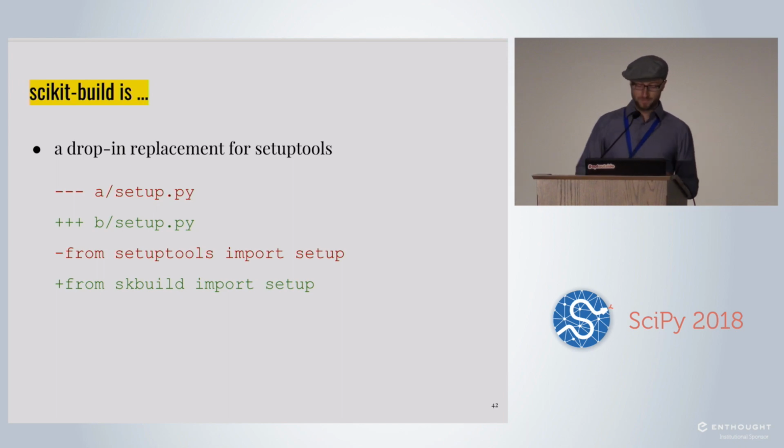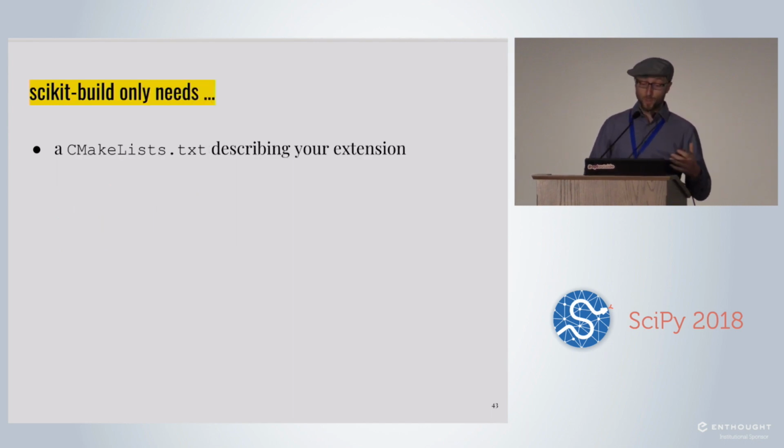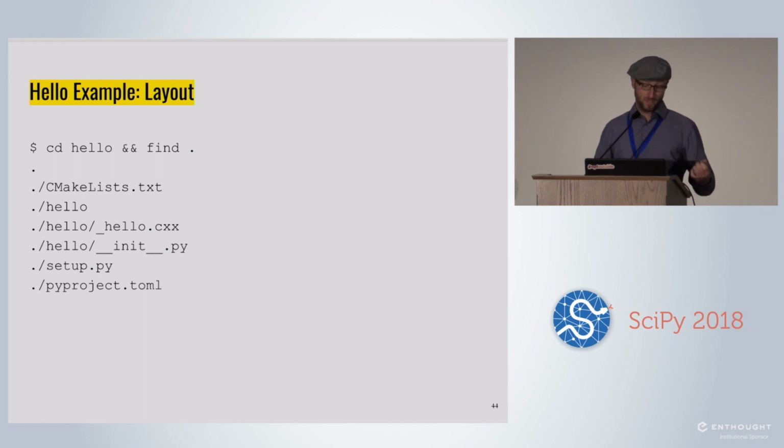Scikit-build is a drop-in replacement. Basically, you remove the "from setuptools import setup", and you do "from skbuild import setup". And then you only need to write a CMakeLists that describes what you build and how you build it. For example, here is the layout of a Hello World project with a C++-based extension. We have the CMakeLists, the hello.cxx, the __init__.py, the setup.py, and the pyproject.toml.